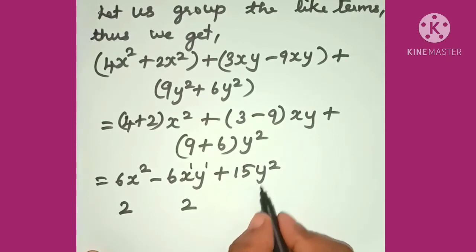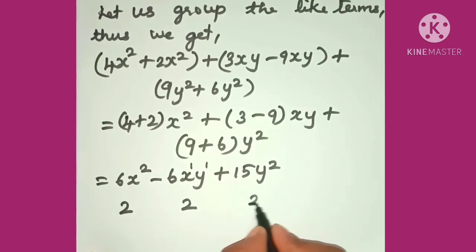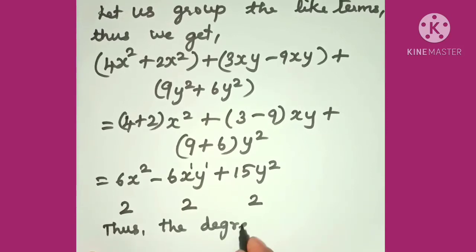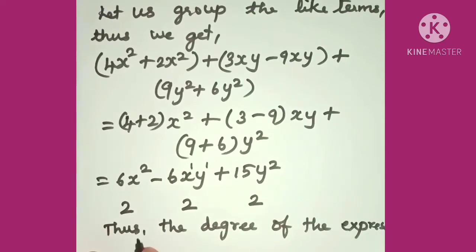And the degree of the third term, that is y square, is 2. So all the 3 terms have the same degree 2. So we can't find a single highest power among the terms. So here the degree of the expression is 2. Thus the degree of the expression is 2.